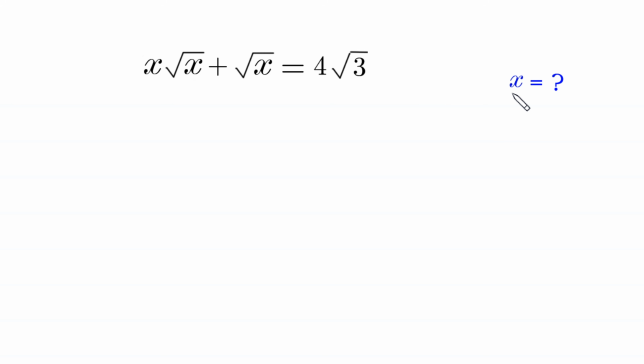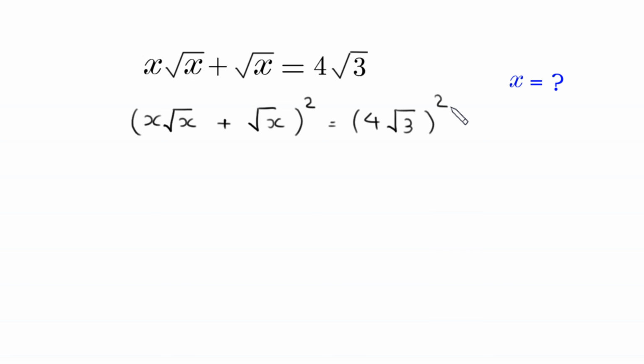So let's start by squaring both sides of this equation. (x times root x plus root x) squared, we take the square on the left hand side, is equal to (4 times root 3) squared, we take the square on the right hand side. By using this algebraic identity, (a plus b) squared is equal to a squared plus 2ab plus b squared.